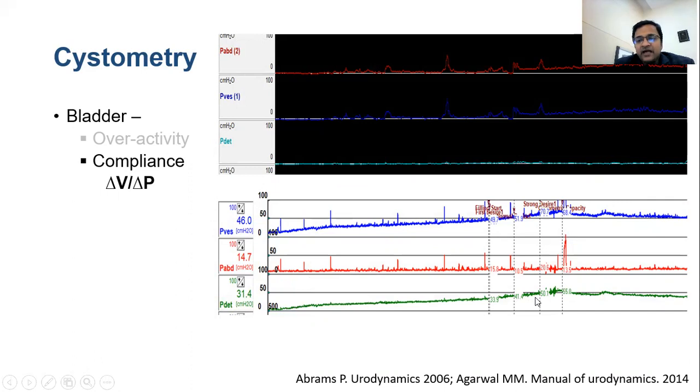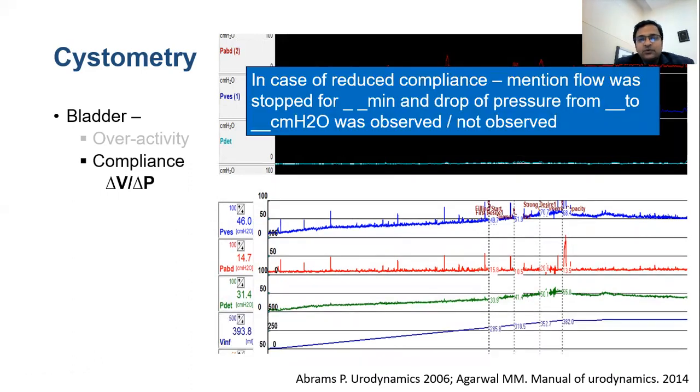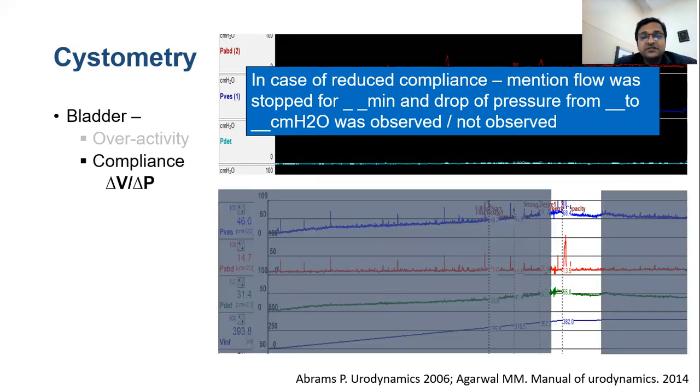When this happens, we should stop the flow for at least 1 minute and see whether the detrusor pressure was reduced, because a poor compliance has 2 components. One component is active, which is by the tonus of the detrusor, and it will respond to stopping the flow. The other part is because of the fixed loss of compliance, because of the collagen deposition. So this differentiation is important.